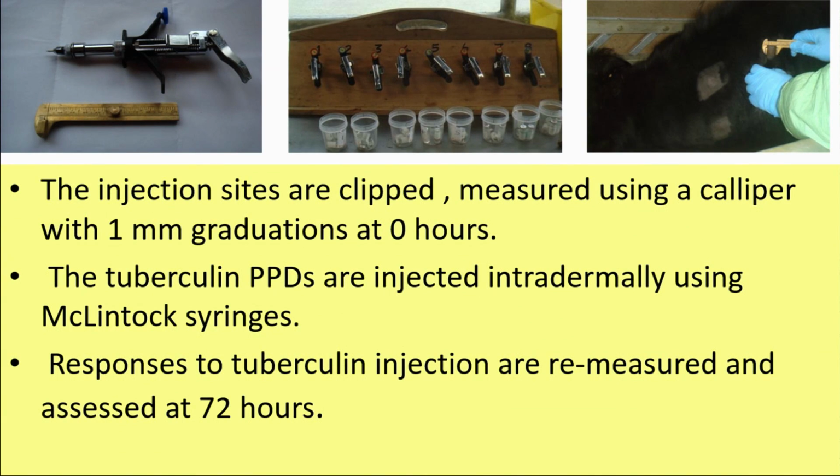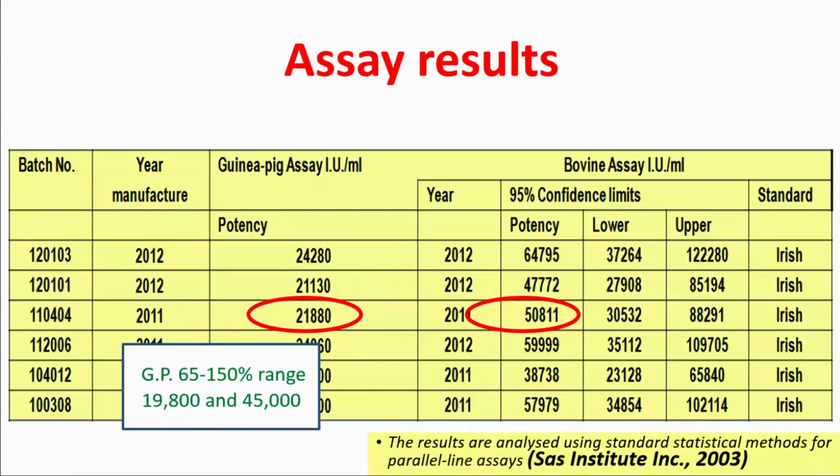The injection sites, like a normal tuberculin test, are clipped, measured, and the animals injected intradermally. The animals are measured again at 72 hours. And the results are analysed using standard statistical methods, Finney's method, using a parallel line assay.